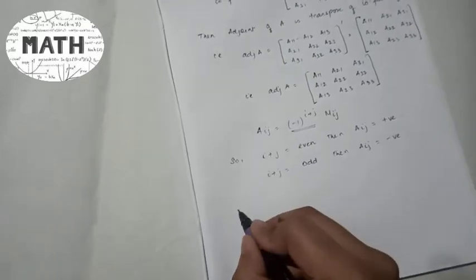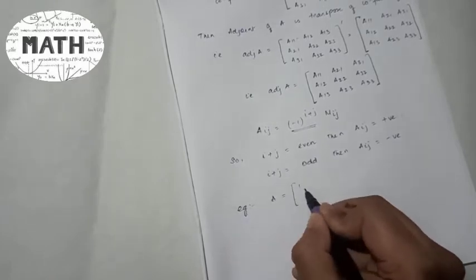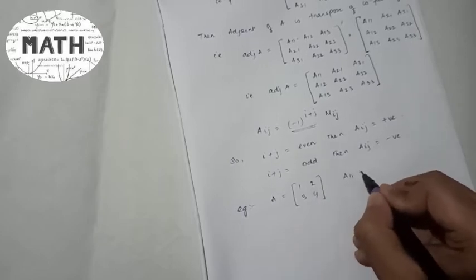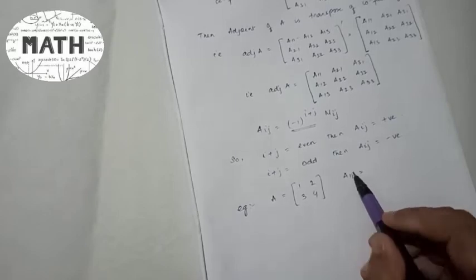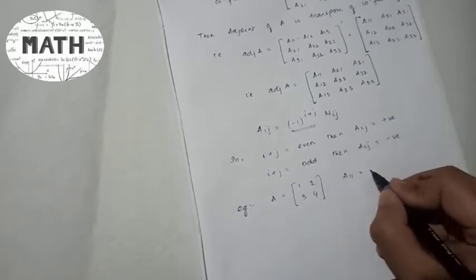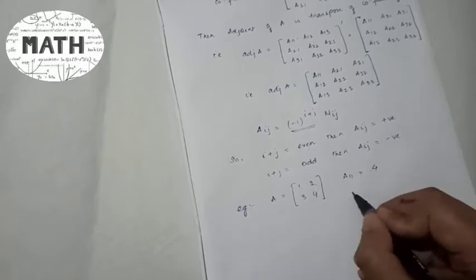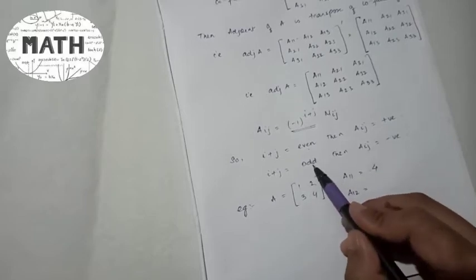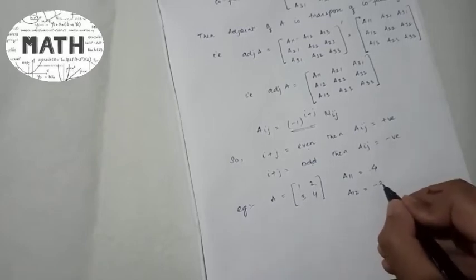Let me try to do it with an example. What do you mean by it? Suppose I say A is equal to 1, 2, 3, 4, and I say A11. Now look here, 1, 1. That means 1 plus 1 is how much? 2. 2 is even, so the answer will be positive. So first row, first column gone. The answer is 4. Similarly, A12. Here 1, 2. It means 1 plus 2 is odd. Odd means negative, so first row, second column gone. The answer is minus 3.